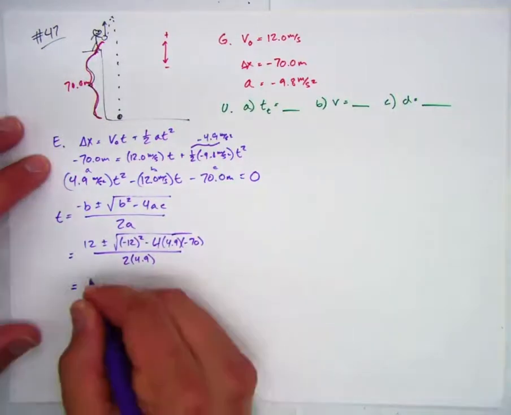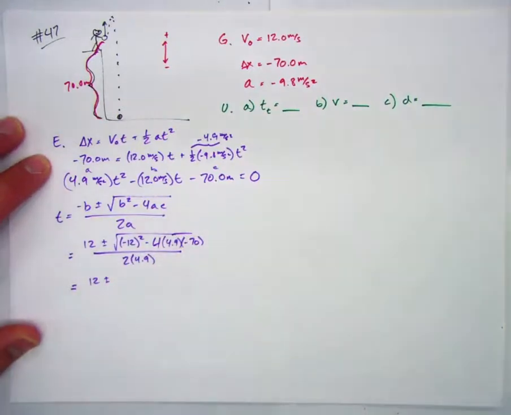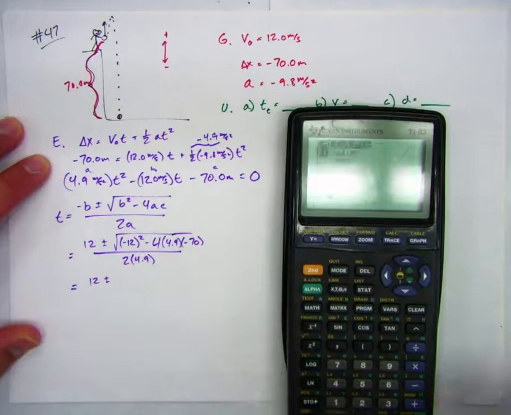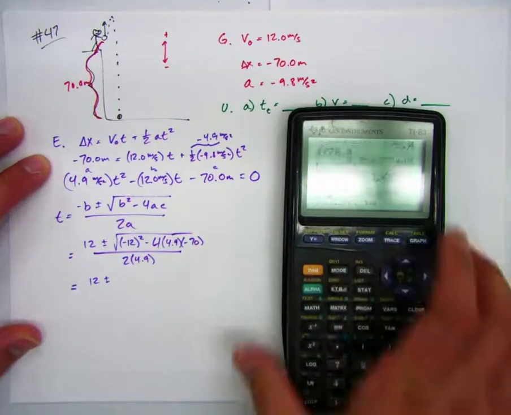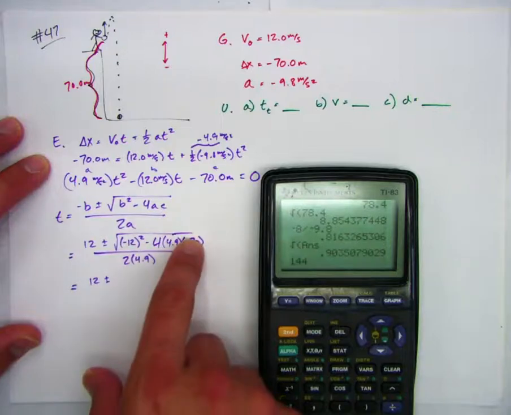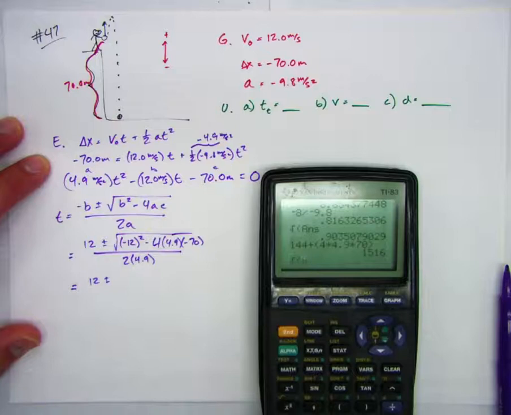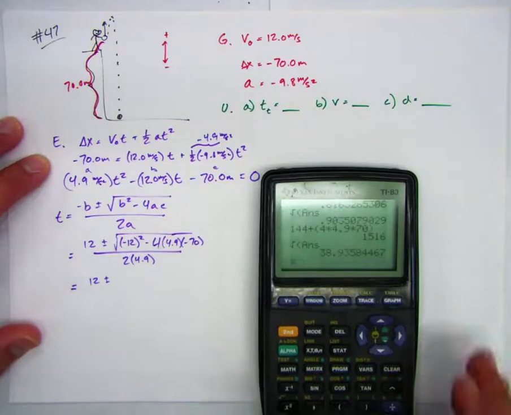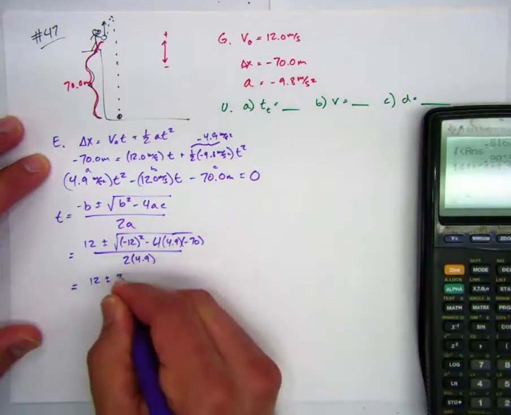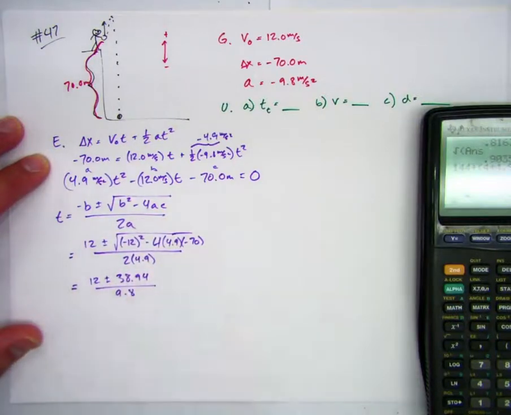And if you simplify this, you get 12 plus or minus. This term should give you, let me double check it because I had different values in here before. So I have 144 and then minus, but this is a minus here, so minus a minus will be a plus, plus 4 times 4.9 times 70. And I'm going to square root that. So 38.94 basically. And then all over 9.8.